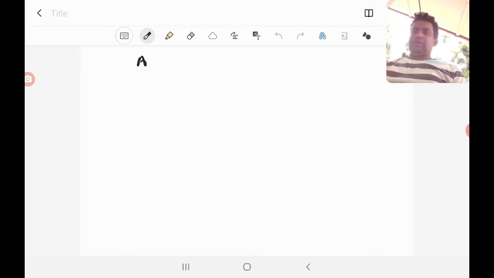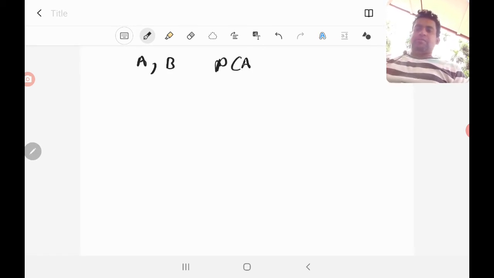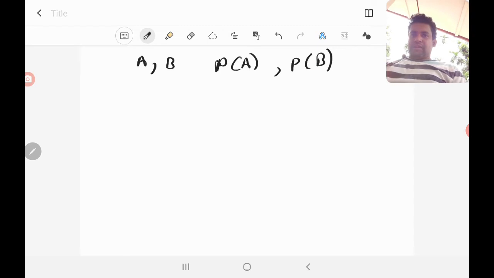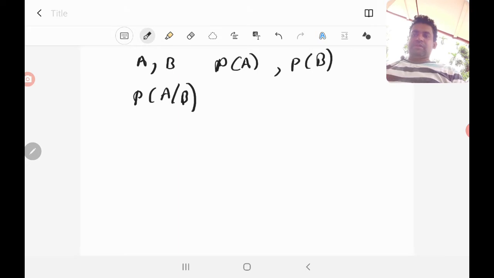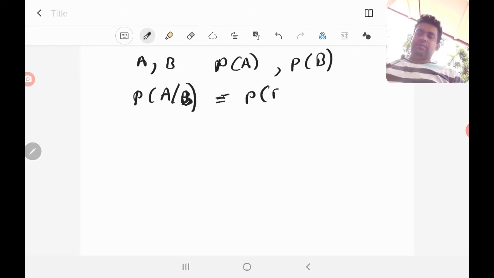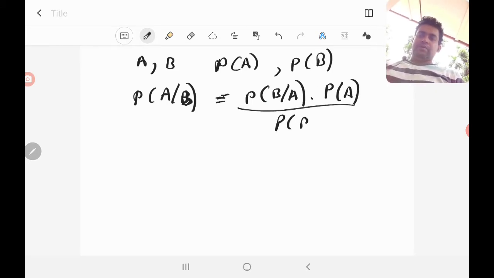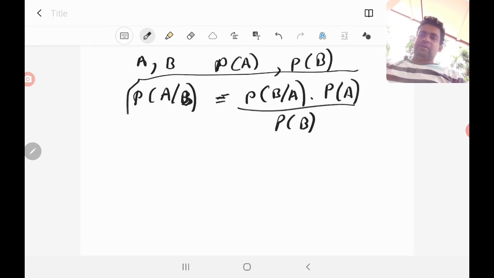If we take two events, A and B, the probability of A being true we can denote as P(A), and the probability of B being true we can denote as P(B). Bayes theorem says that the conditional probability, this is not a division, this is just a conditional probability, that is the probability of A given B is true, is the probability of B given A multiplied by P(A), divided by the probability of B being true, right? So this is the Bayes theorem.